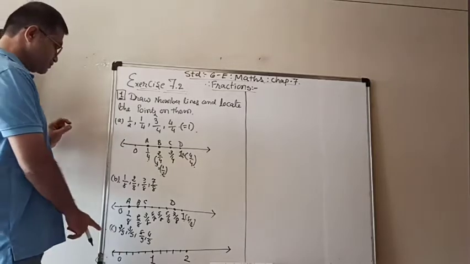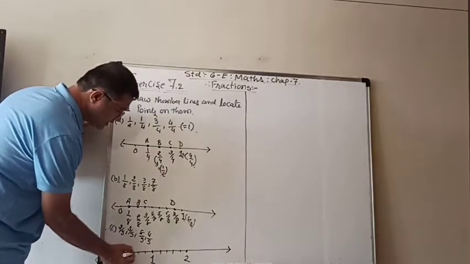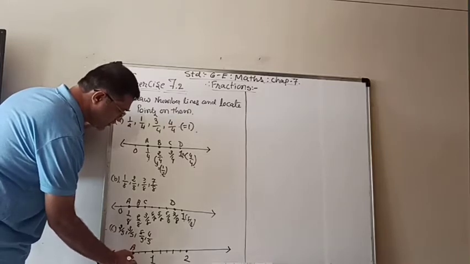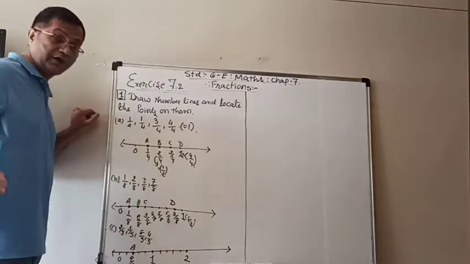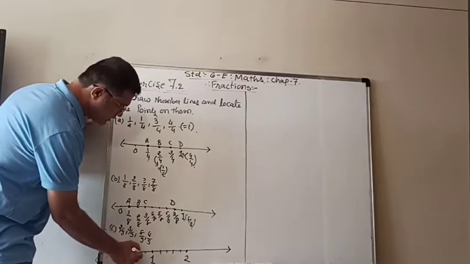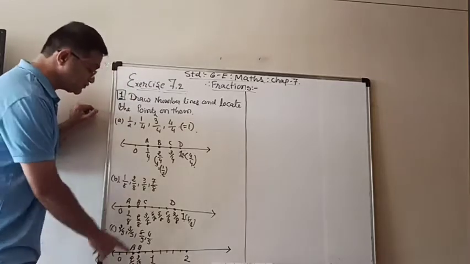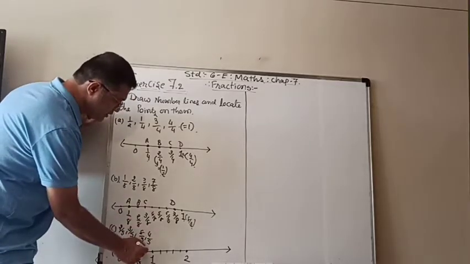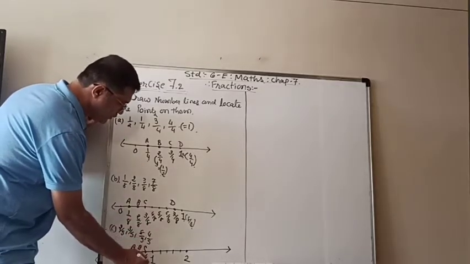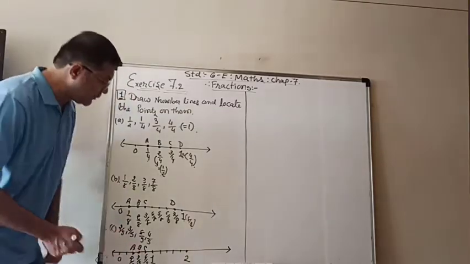So now this is 0, this is 1 upon 5, the second one is A. You can write it down as 2 upon 5. Now 3 upon 5 is also there, so we can put B as 3 upon 5. There is 4 upon 5 also at the last, so you can put C as 4 upon 5. Now 8 upon 5. So we know that 1 is 5 upon 5.